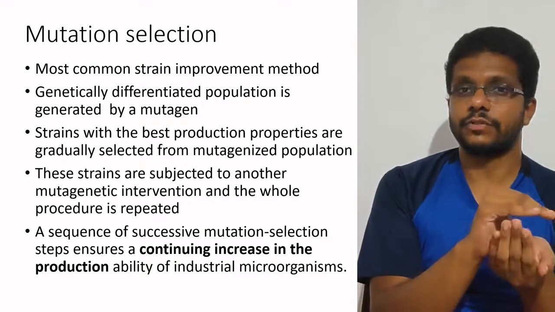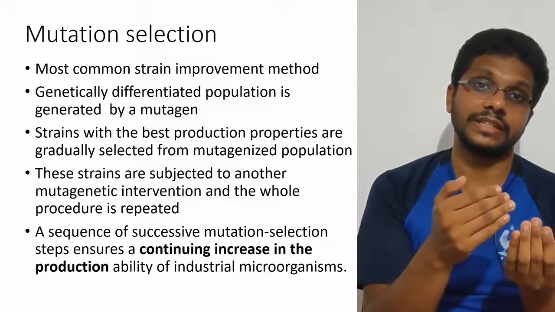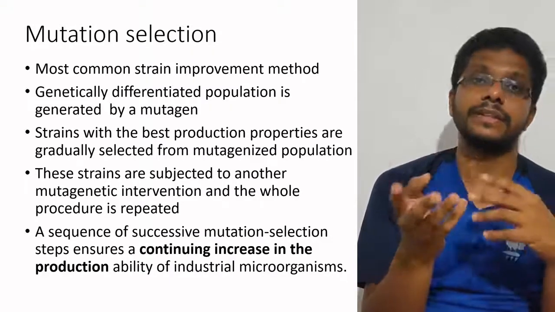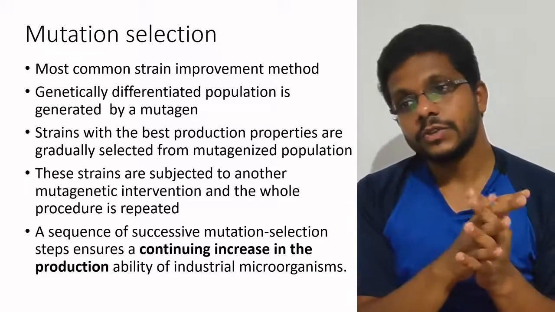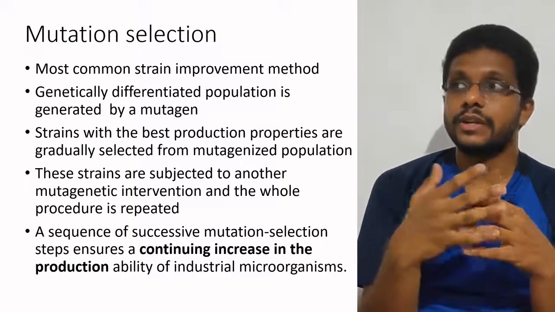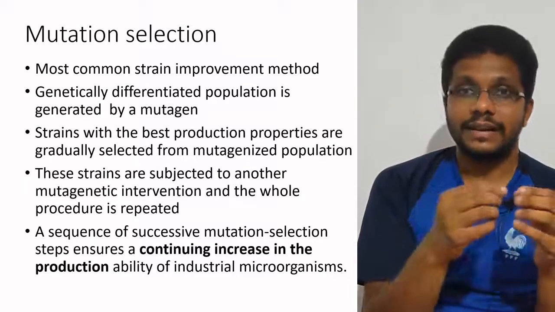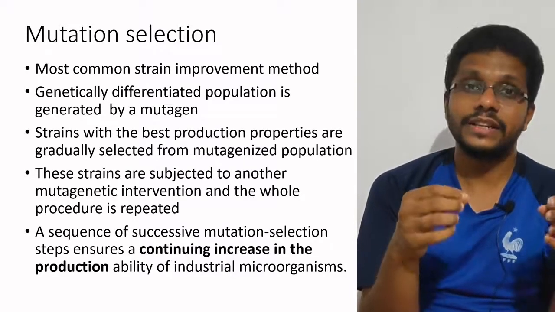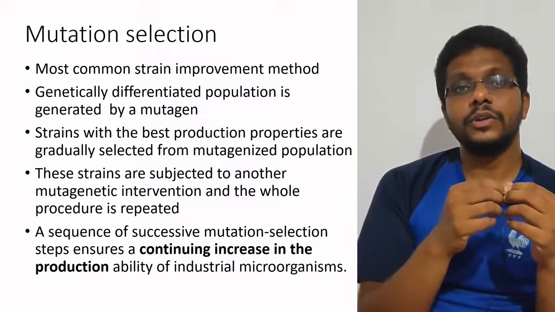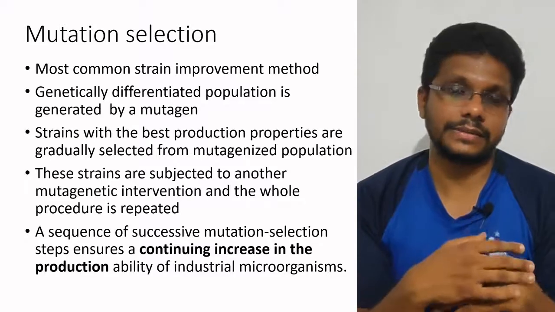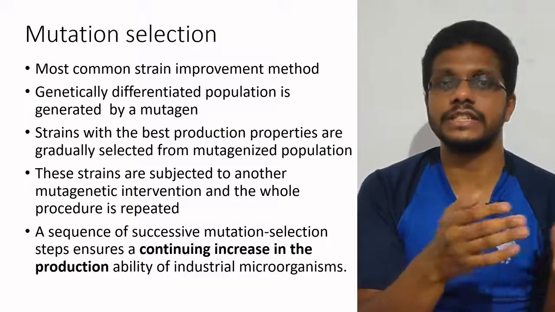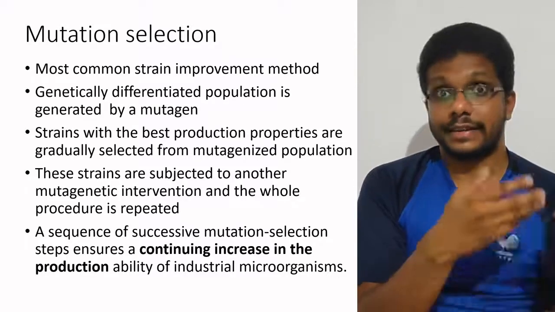We have a uniform strain of bacteria. Because of the action of this mutagen, the different bacteria will get mutated in different locations in the genome, and we will get different varieties. So after the mutation, what we are going to do is isolate each of these bacteria and look for who among them has better characteristics. The whole idea is to get better productivity, better yield and better characteristics.